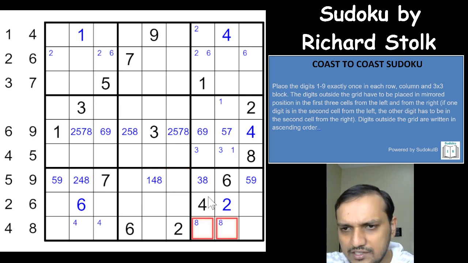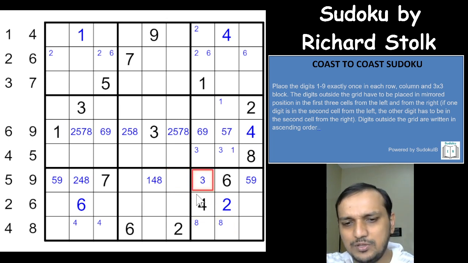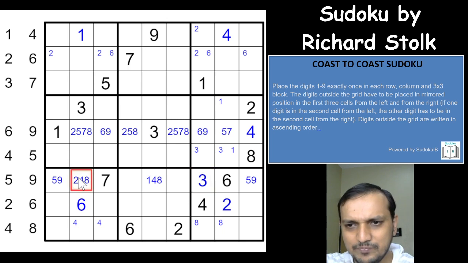You already have 8 in one of these two cells. This cell cannot be an 8. This is a 3 here. You already have a 4 in one of these two cells. This cell cannot be a 4. That is really amazing.